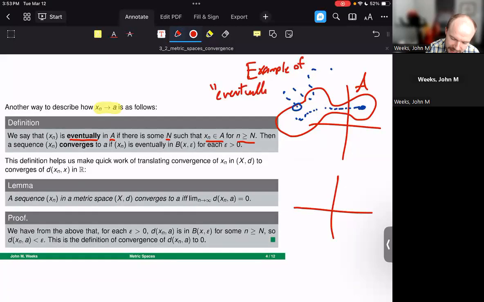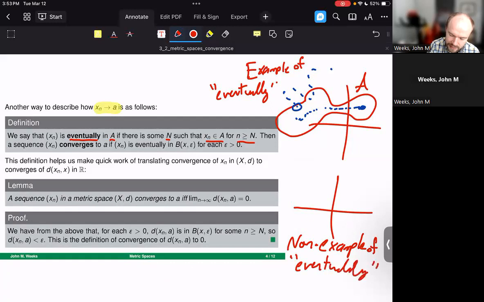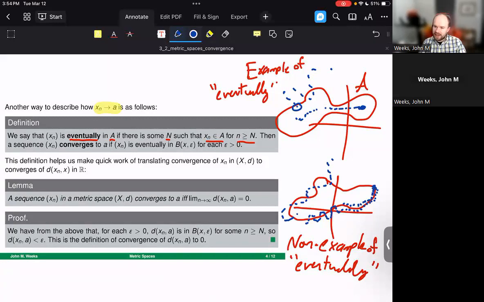Let me go ahead and show you a non-example of eventually, just to make sure it's clear the intuition behind what I mean here. So let's take our set A once more. Won't be able to draw it the same way, but let's take a different sequence now. Let's say that it's a sequence that looks like this. Notice what's happening with this sequence. I could constantly have points that are either inside and constantly points that are outside of this set A.